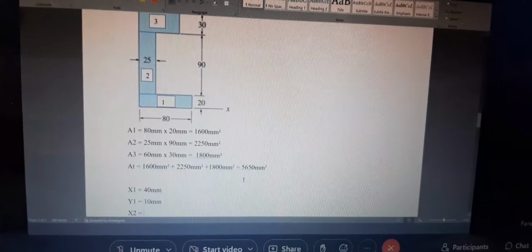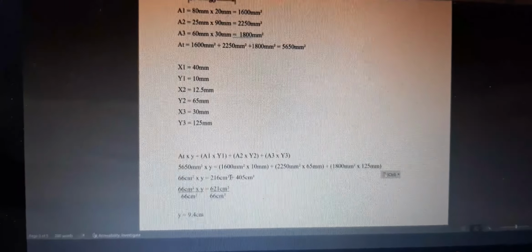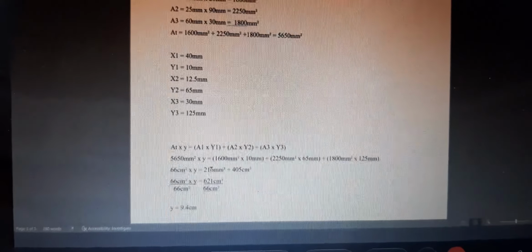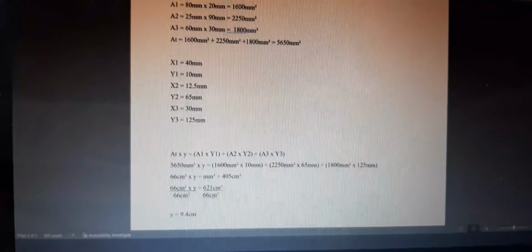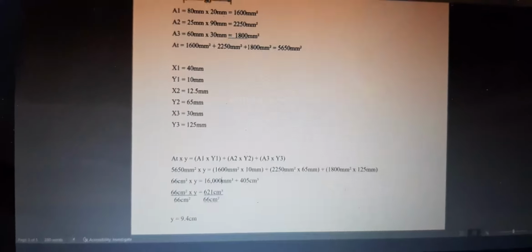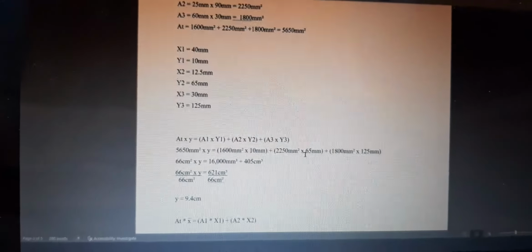And you need another section, of course. So our area 3 times our y3. And after that, all you're doing is plugging in your information now. So 1600 times that. 16,000 mm cubed. 2,250 times 65.